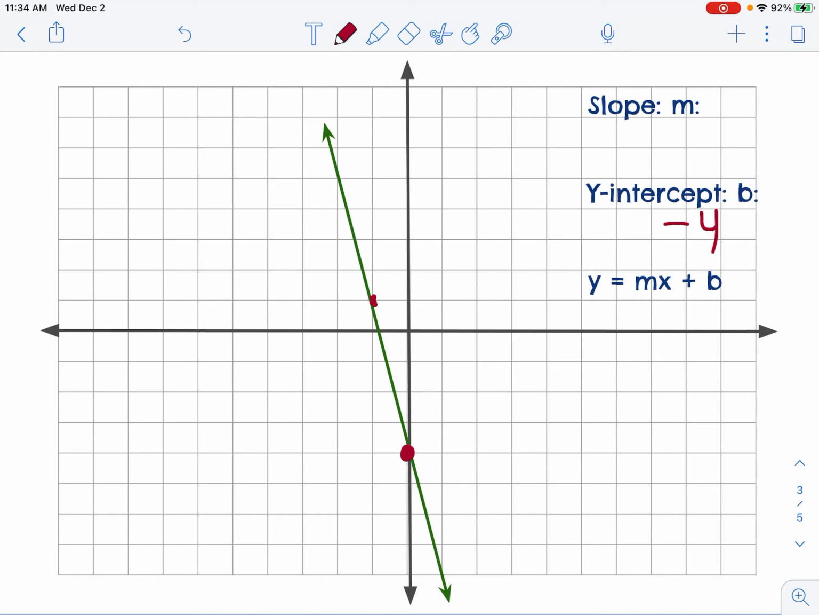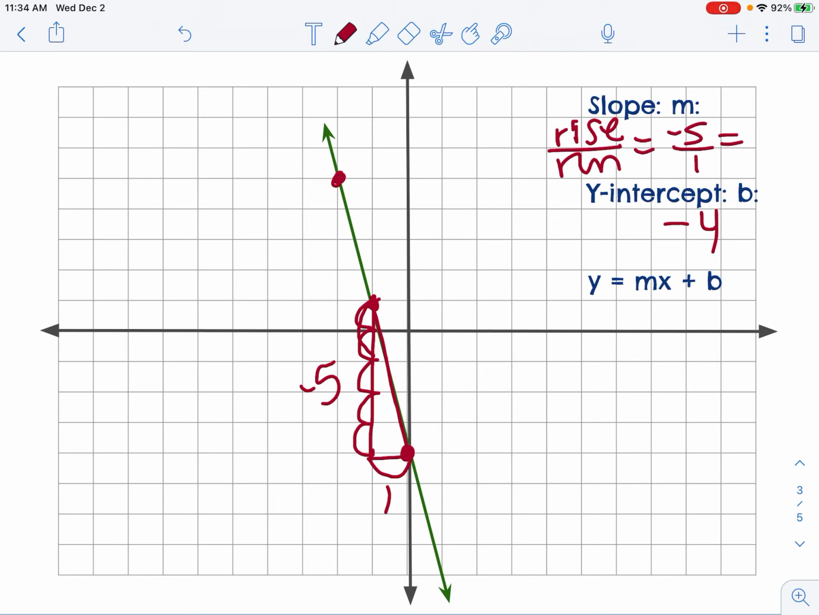It looks like here and here. So I want to connect these 2 points. And I'm going down 1, 2, 3, 4, 5. Down 5 over 1. So as we write slope as rise over run, we're going down 5 over 1. Negative 5 divided by 1 is negative 5. So this equation in slope-intercept form would be negative 5x minus 4.